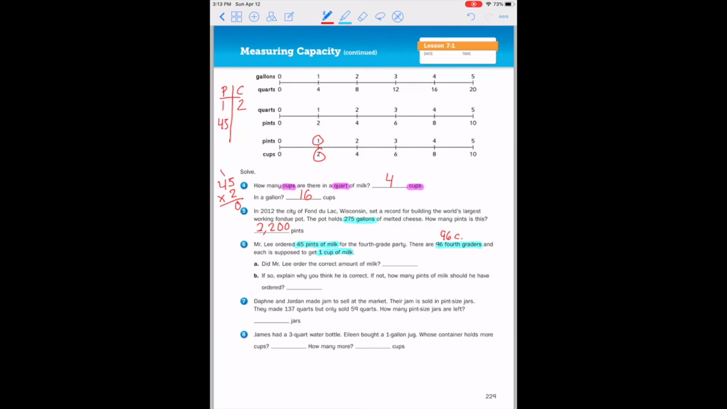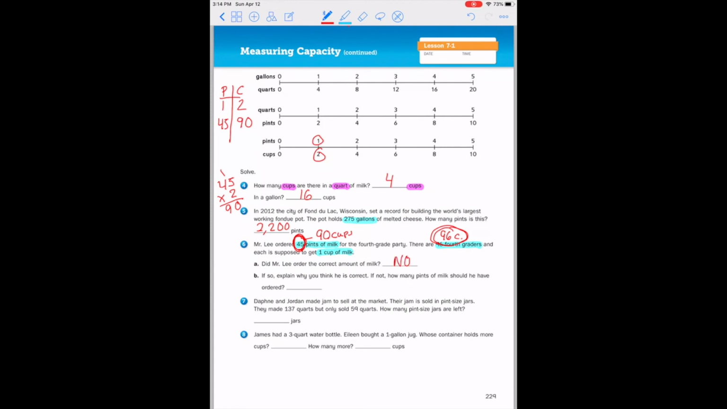5 times 2 is 10. 4 times 2 is 8, plus 1 is 9. So for every 45 pints, there's 90 cups. He only ordered 45 pints, which is 90 cups. But he needs 96 cups. So did he order the correct amount of milk? No, he didn't.